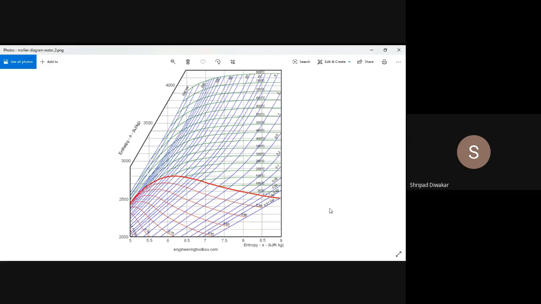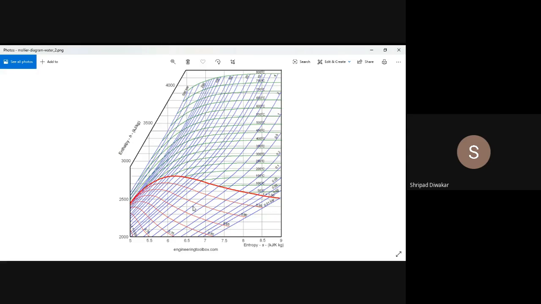Any doubts, guys? How to locate the points is most important in this Mollier diagram. Whatever condition you take, it is very simple, you just have to scroll. What is the first column? P1 is 10 bar and x is 1. Just scroll down to where it cuts the red line. This is your intersection point. And P2 is 0.95 bar, given in the problem, but 0.95 is not there, so take 1 bar. Keep the scale and draw a perpendicular line to where it cuts your 1 bar pressure. This is your P2. This is the most important.